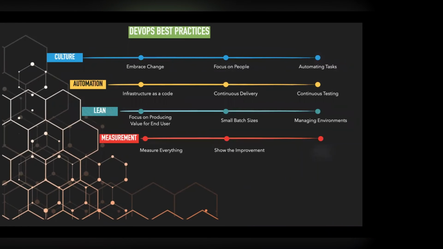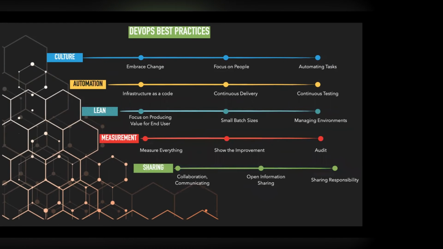They do have best practices, and I call this one CALMS. So it's the cultural side: embrace change, focus on people, automated testing. On the automation side: infrastructure as code, continuous delivery, continuous testing. Lean: focus on products, producing value for the end user, small batch sizes, managing environments. Measurement: measure everything, show the improvement, audit. And sharing is collaboration, communicating, open information sharing, and sharing responsibility.